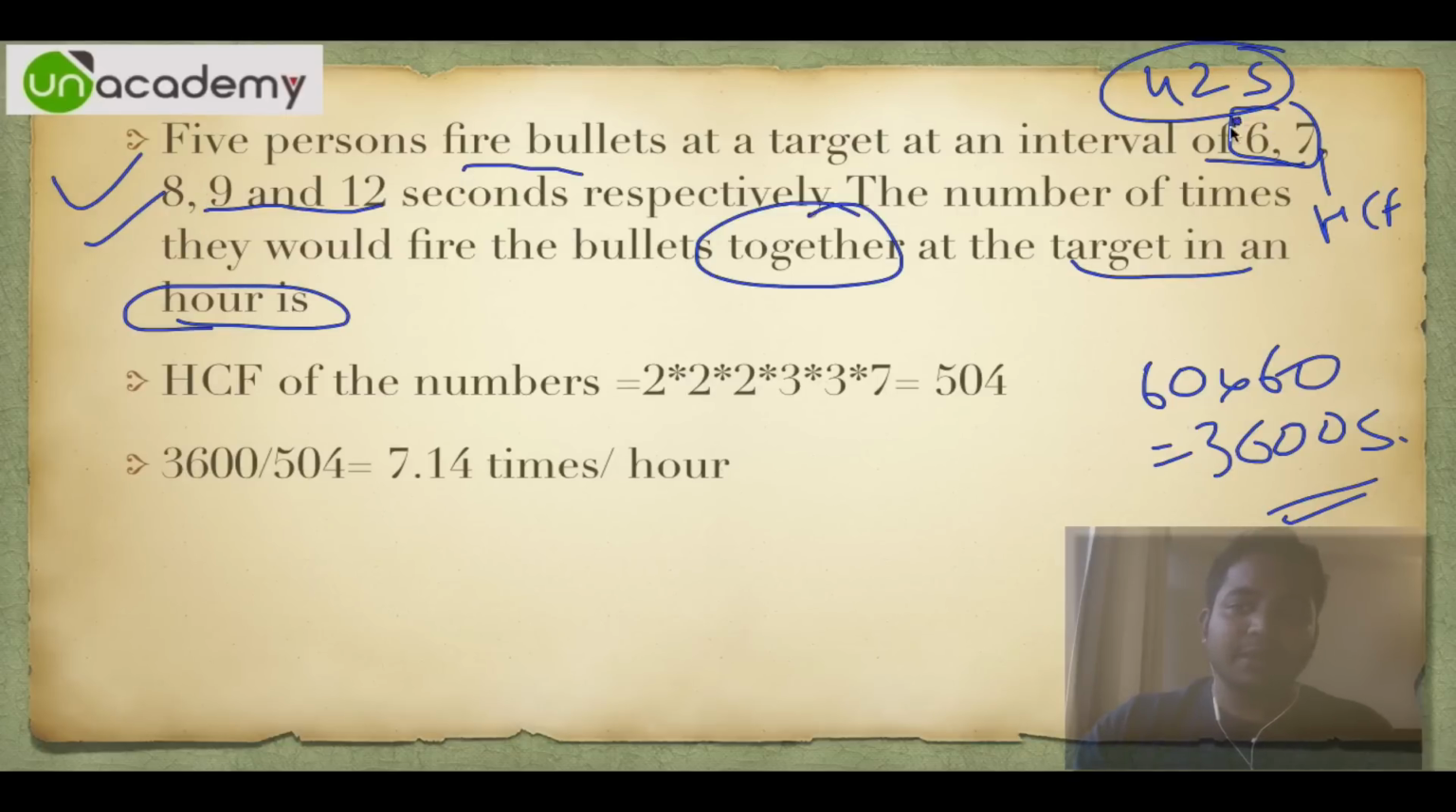But see, there is 2 in 6 also, and 2 to the power 3 in 8 also. So you ignore this 2 and 6, and you just carry 3. So you have 3 2's because we have 8. 12 also has 2 to the power 2, so we will ignore it also.